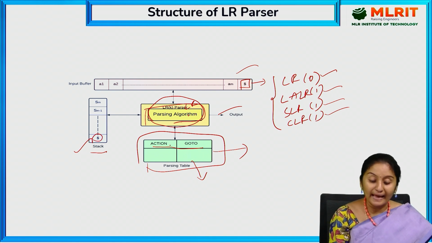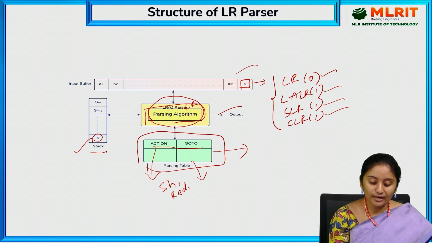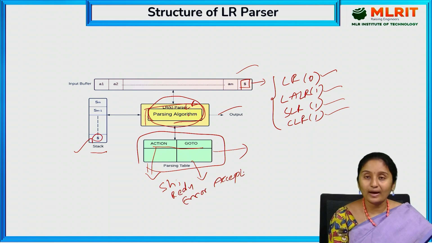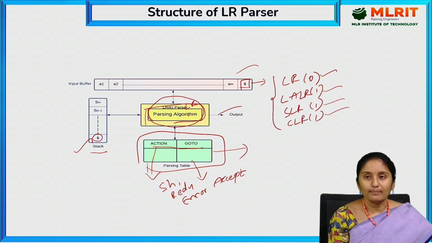I can apply actions and goto on the table. There are four types of actions: shift, reduce, error, and accept. This parsing table changes based on the algorithm, and all the remaining things are the same.